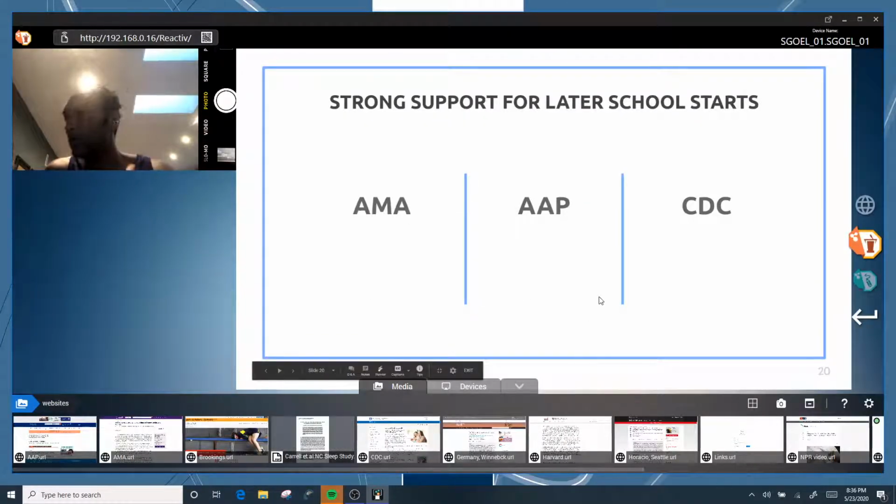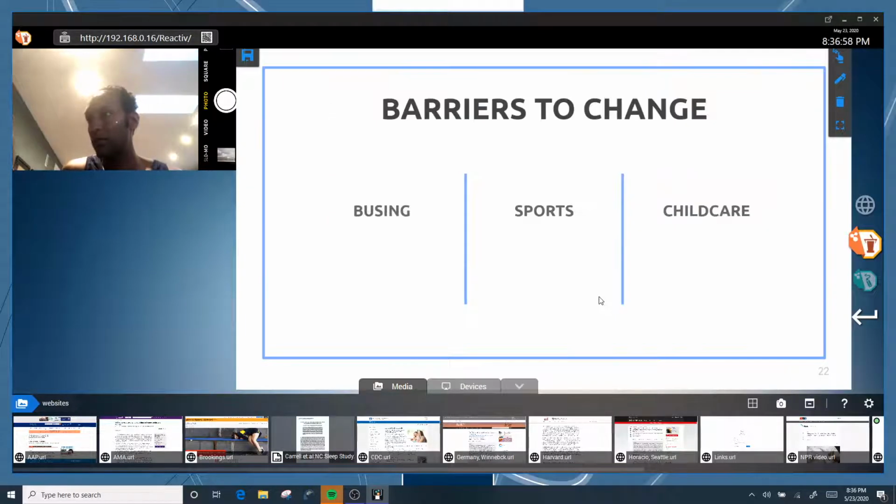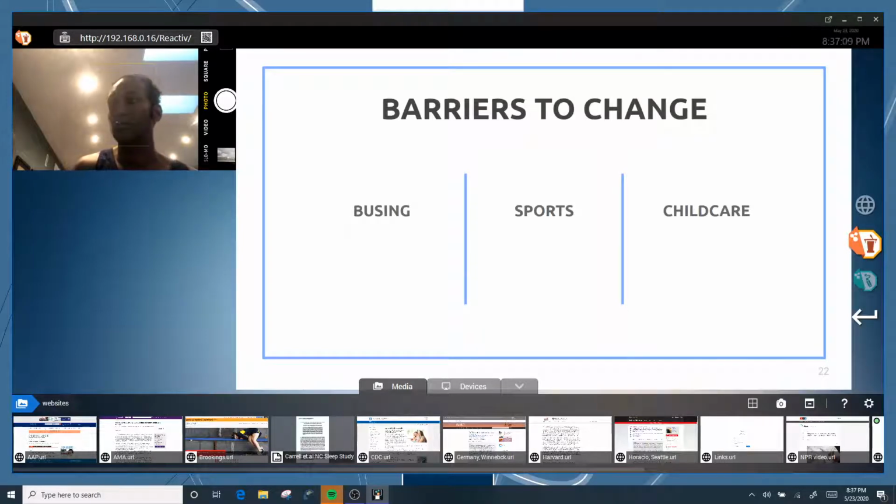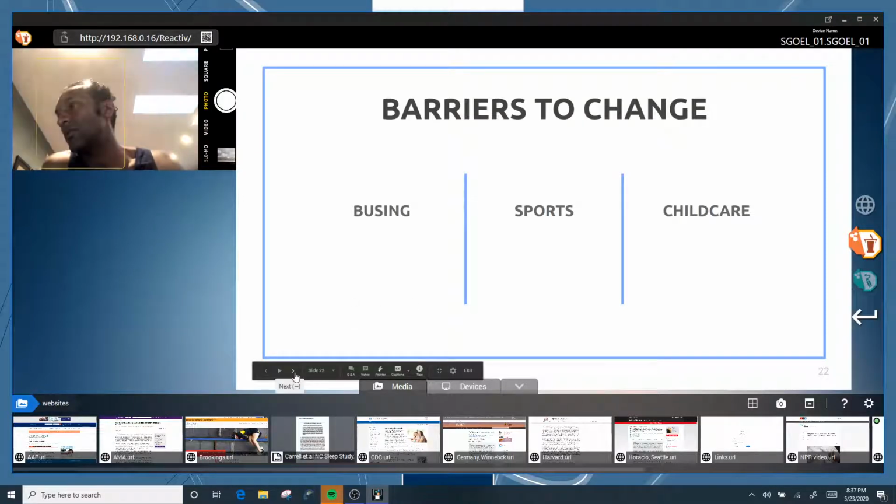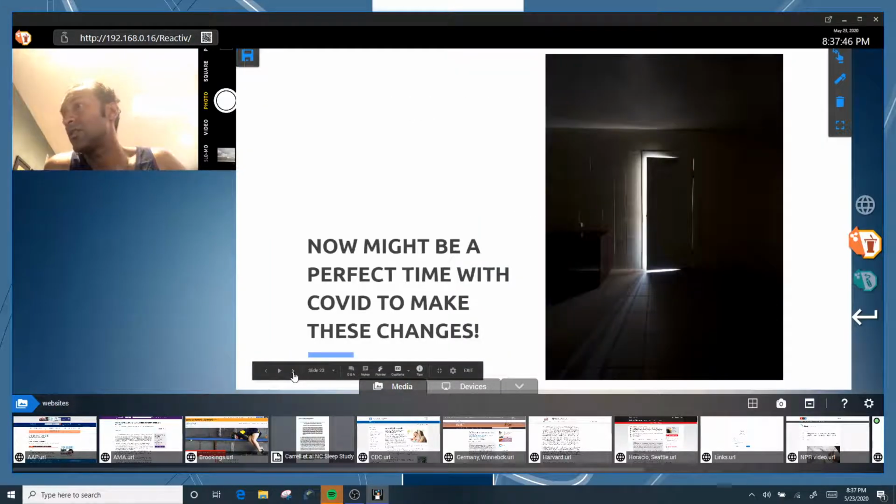Okay, so we talked about those. Let's move on. So what are the barriers? The first barrier is busing. There's obviously some concern about arranging all the buses, because some schools use the same buses, so the start times have to be staggered properly. Sports is another concern. Some sports teams have practices in the mornings or after school, so changing the start time can affect those practices and may affect the students. And then there's childcare, after school or even before school. If the parent is going to work at 7:30 and school starts at 9, what do you do? So those are some of the concerns.